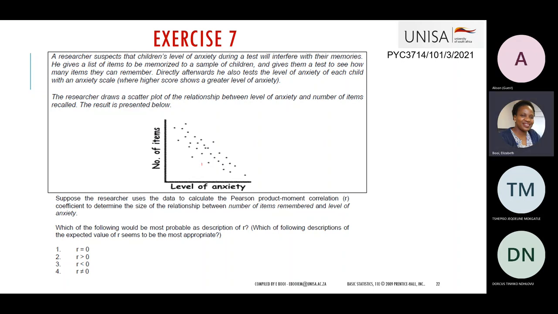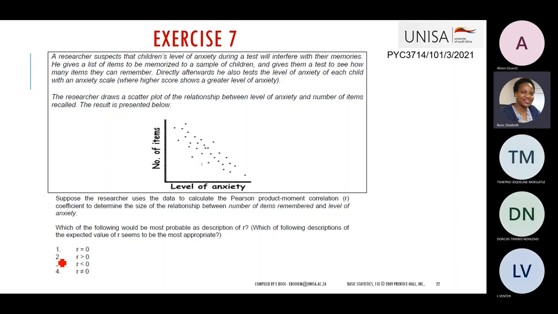So looking at this, are we able to say R is equal to zero? Therefore, it means there is no relationship. Are we saying R is greater than zero? Therefore, it means there is a positive relationship. Or are we saying R is less than zero? Therefore, it means there is a negative relationship. Or are we saying R is not equal to zero? There is nothing like that that we calculate. It's either zero or any other number between minus one and one.